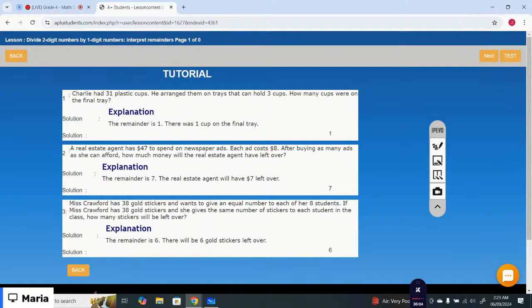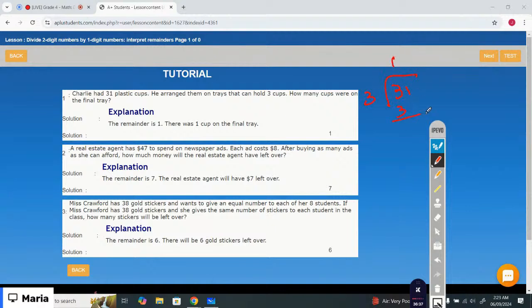Okay, the first one is Charlie had 31 plastic cups. He arranged them on trays that can hold 3 cups. How many cups were on the final tray? So basically, you have to interpret the remainders, right? That means you need to divide them. Just divide. You have 31 cups. You need to arrange these 31 cups on trays of 3, right? So divide 31 by 3.